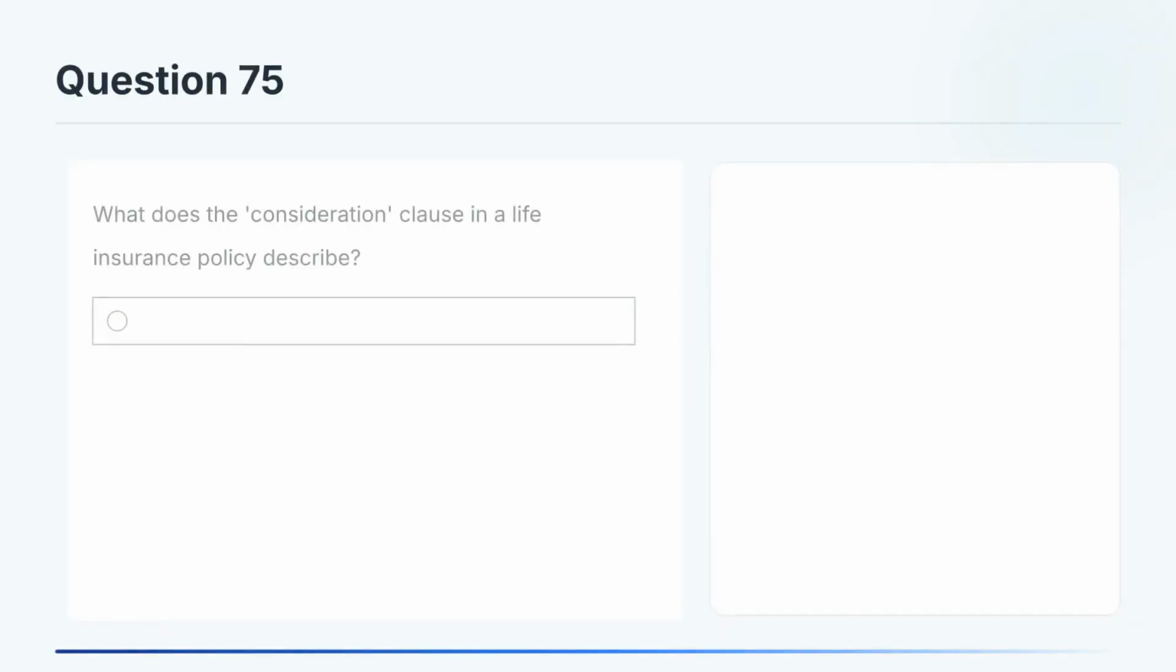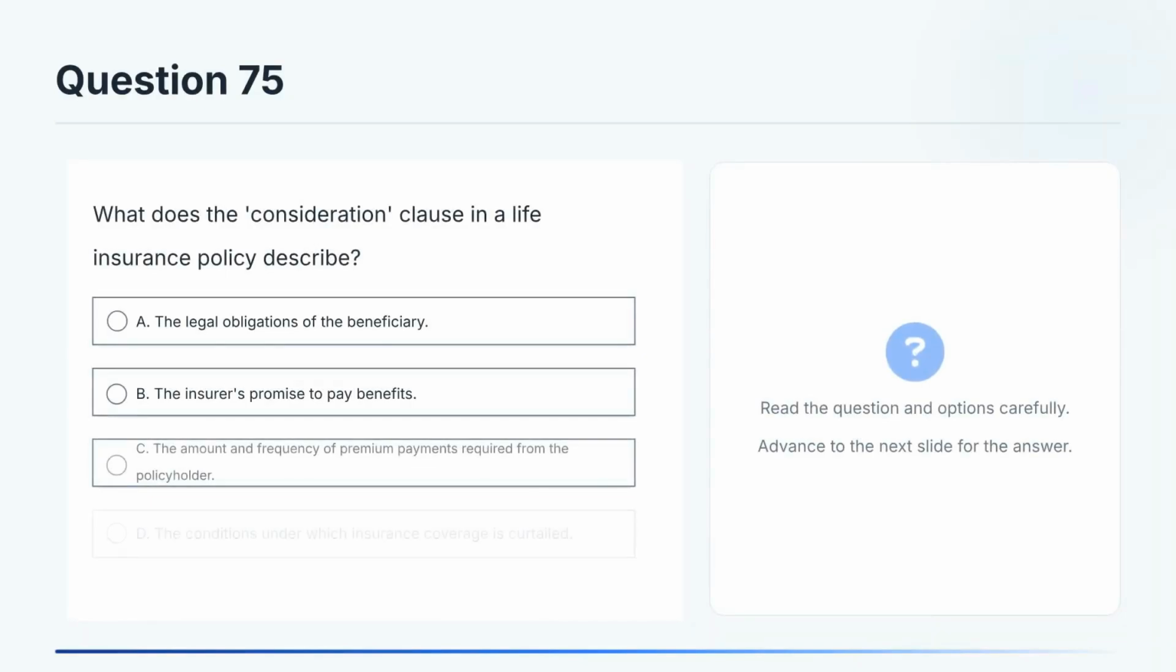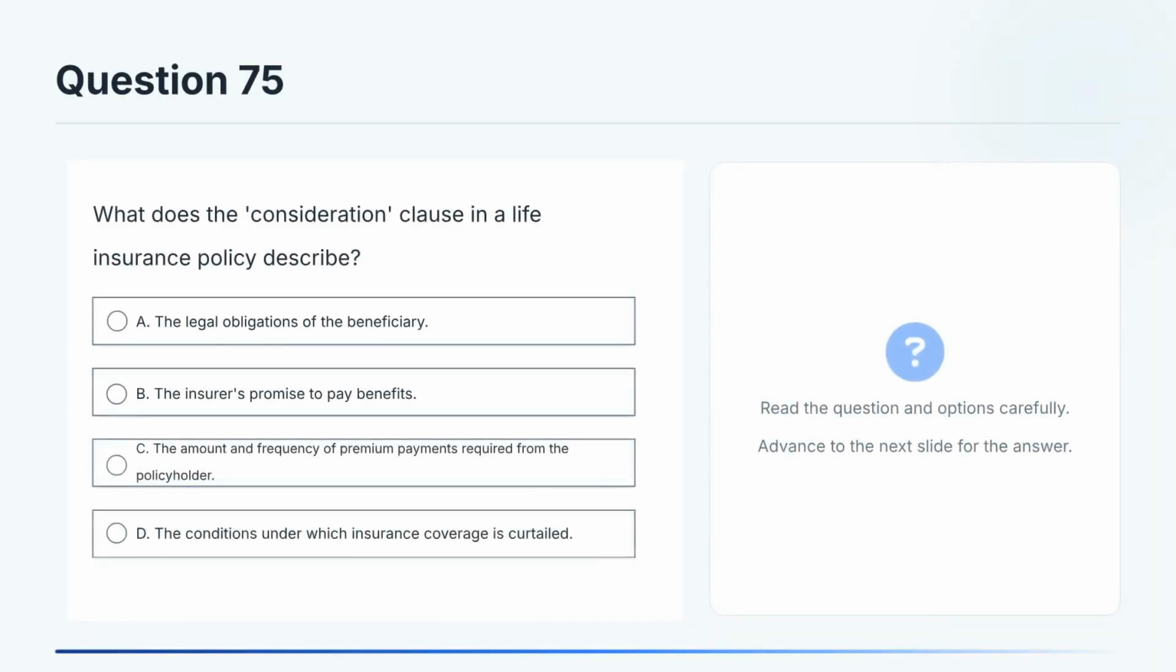Question 75. What does the consideration clause in a life insurance policy describe? A. The legal obligations of the beneficiary. B. The insurer's promise to pay benefits. C. The amount and frequency of premium payments required from the policyholder. D. The conditions under which insurance coverage is curtailed.